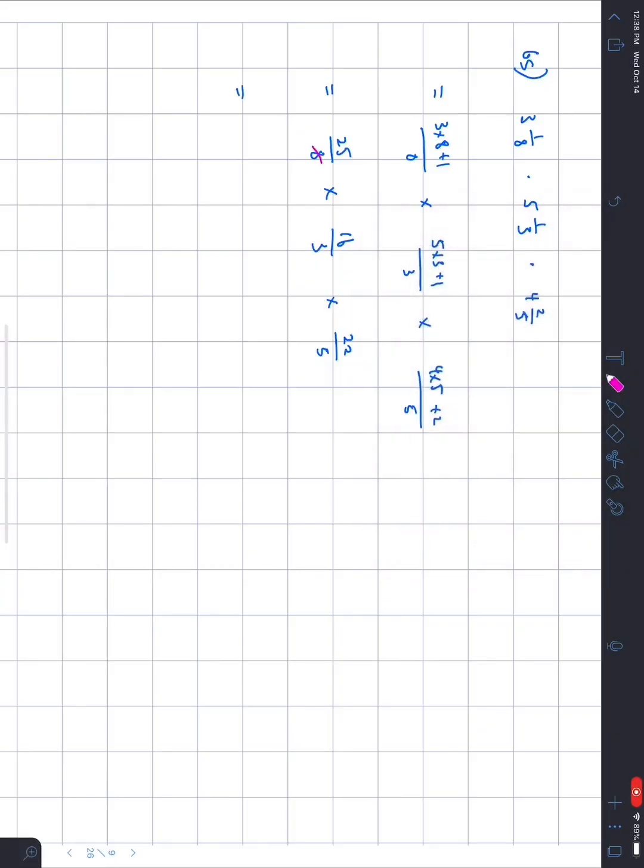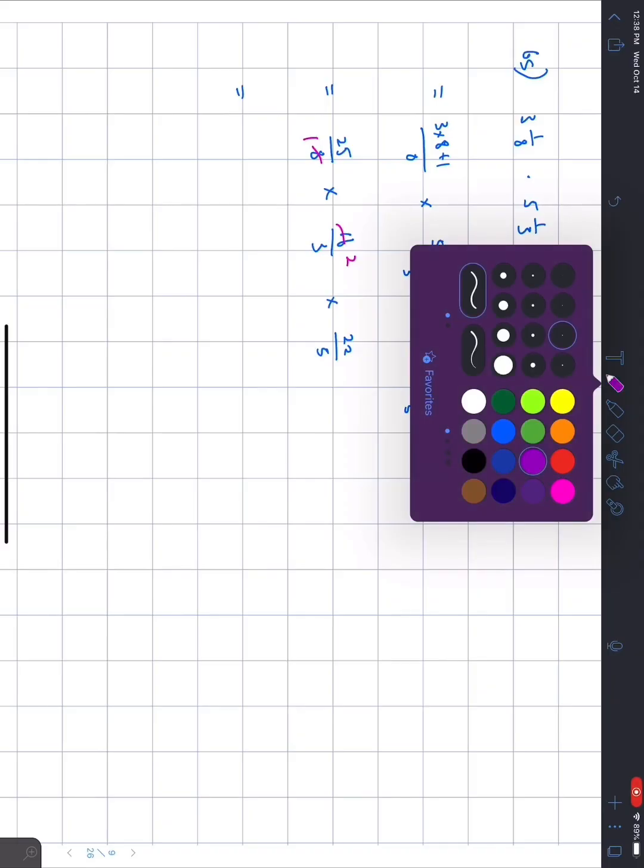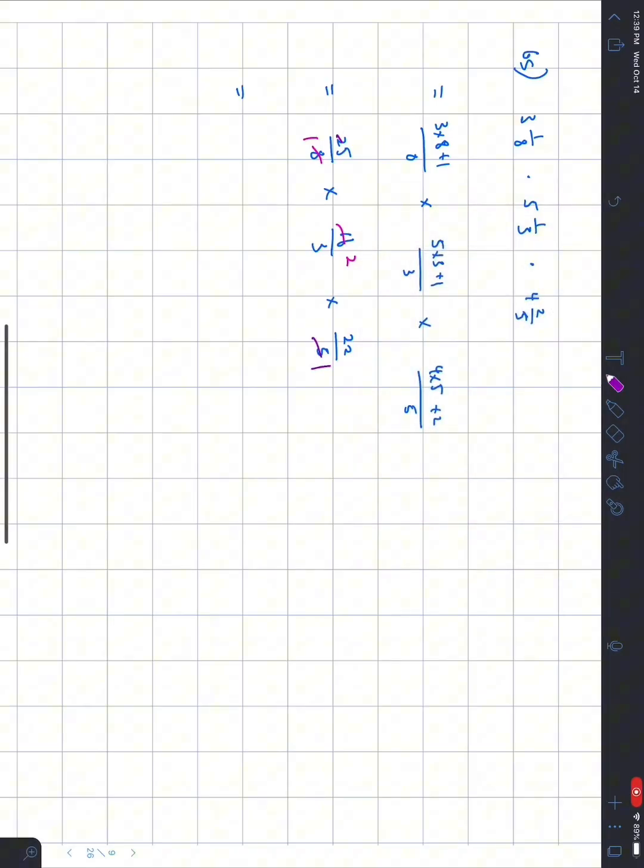We can divide this by 8 to get 1, divide this by 8 to get 2. Divide this by 5 to get 1, divide this by 5 to get 5. And that's it. We get 5 times 2 is 10, 10 times 22 is 220, over denominator will just be 3. So now I can do a long division. 3 times 7 is 21, 3 times 3 is 9. So our final answer is 73 and 1 over 3.